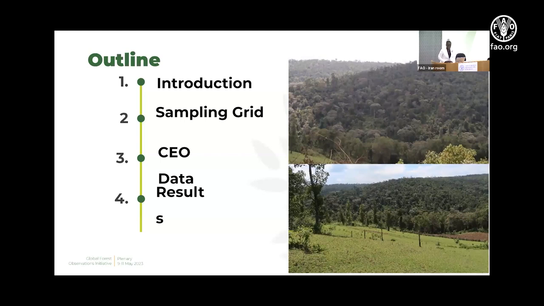In my presentation, I'll start with giving a brief introduction of what we did, and then I'll go into how we applied the sampling approach in our work. And then I'll also talk about how we used Collect-Earth Online in our interpretation, and then I'll have a slide on the results.